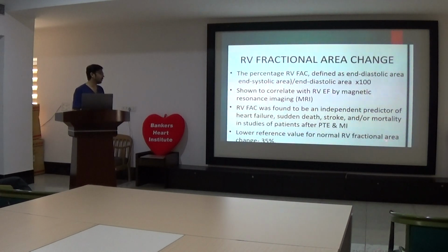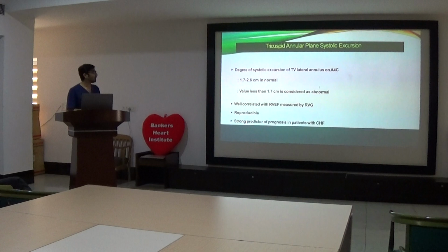The lower reference value, normal RV fractional area change, is 35. So if it is less than 35%, it is significant; there is reduced RV fractional area change. Next is tricuspid annular plane systolic excursion.